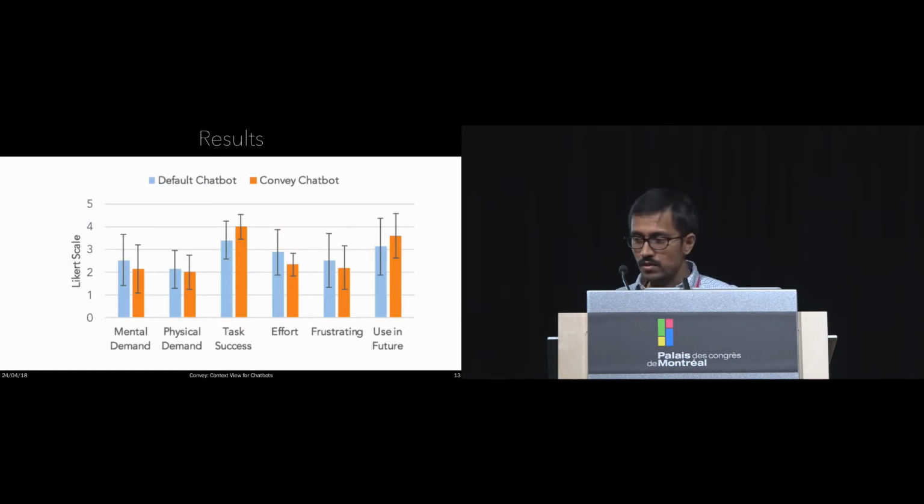With respect to the quantitative results, we asked them to fill up a NASA TLX scale form, and we found that in particular for perceived success in performing the task and for potentially using it in future, the p-value was less than 0.05, and hence Convey was preferred over the default chatbot.